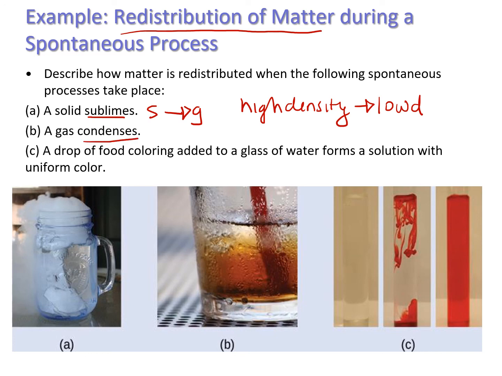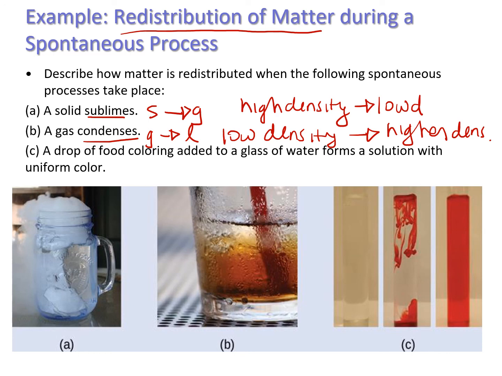For B, when a gas condenses, we are going from a low density, so it's the opposite. We're going from a gas to a liquid, right? Not directly to a solid, but going from a low density to a higher density. So because of this, we have a not as great redistribution. We're actually doing the opposite. We're condensing it. I know that's not the best word, but we're going from a large volume to a smaller volume.